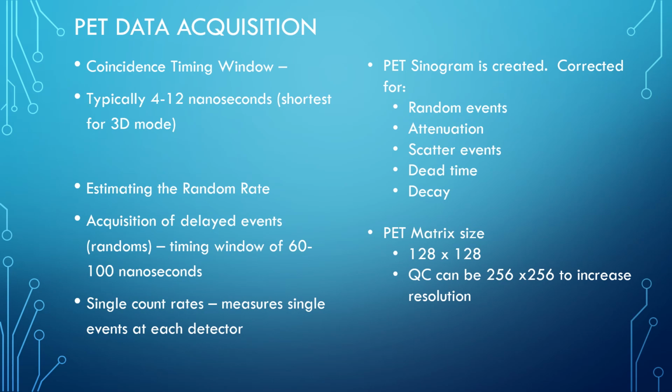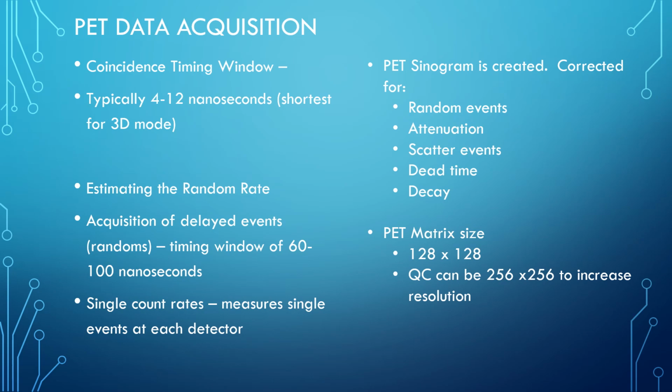Now, with PET data acquisition, the coincidence timing window is very important. That's what allows for the time of flight. Typically, it's about 4 to 12 nanoseconds. This is shorter for 3D mode, and modern scanners are getting even quicker. This is estimating the random rate, the acquisition of delayed events or randoms within the timing window of 60 to 100 nanoseconds. And then the single count rates, it measures the single events at each detector.